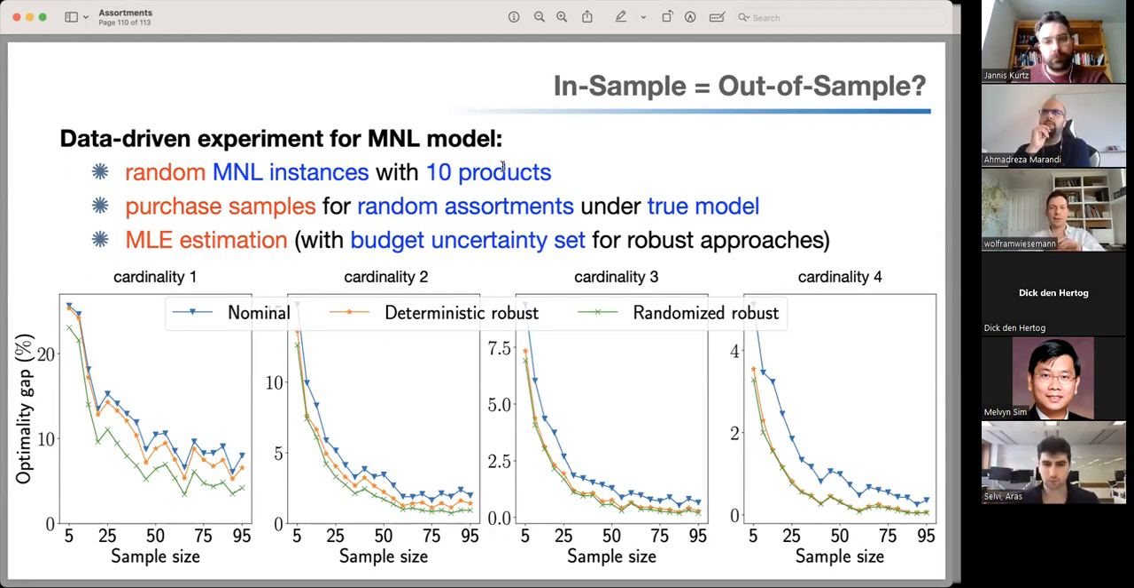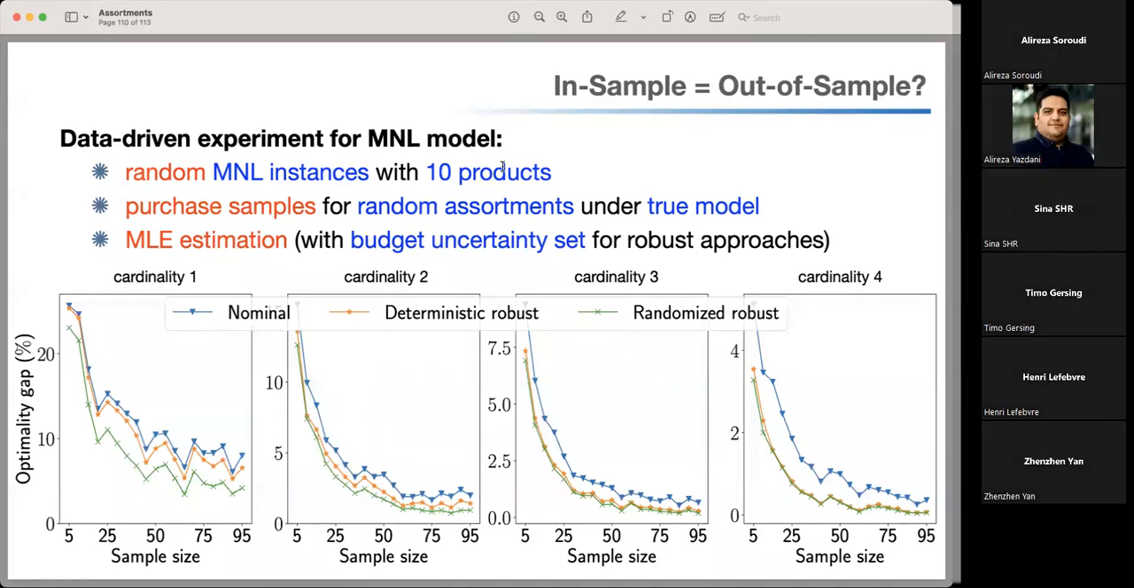And what we did then is we completely forgot about the true MNL model that generated the data. And instead, we re-estimated the parameters using maximum likelihood estimation, because that's what you would do in reality. If you don't know the parameters, you would typically use an MLE for that. This then fed into a nominal assortment optimization problem to get the optimal nominal assortment for the MLE estimate.